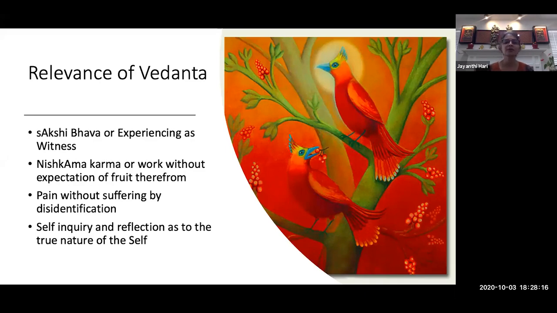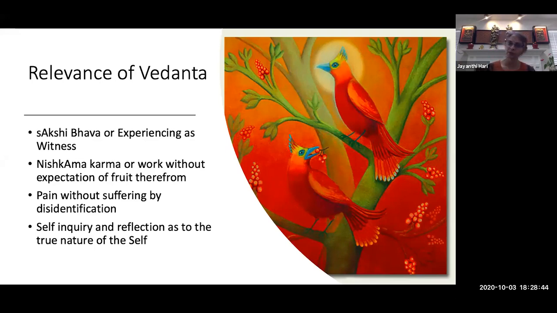Now, the Sakshi Bhava is not possible to bring in immediately. All that I'm talking about here takes practice, takes time. The idea is merely to be aware that there is something which right now is not in our knowledge, is not within our realm of understanding, but is within our grasp at some point in time.